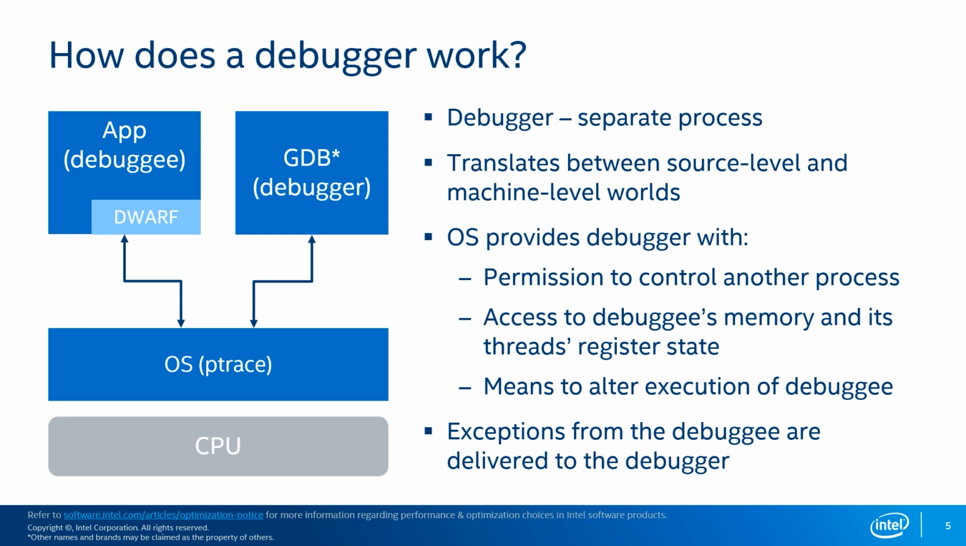The debugger then can interrupt and resume the process and it can insert breakpoints at specific locations. If the hardware allows, the debugger can stop the debugging process when a certain memory location is accessed. Additionally, all exceptions from the debugging process are delivered to the debugger first. Then, the debugger can further inject them into the debugging process.